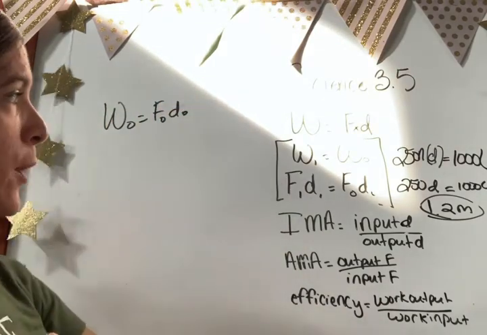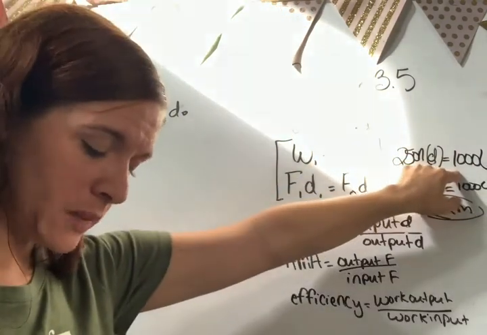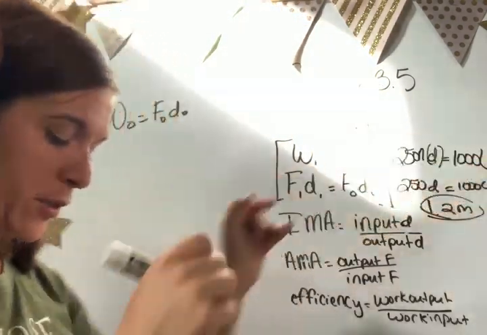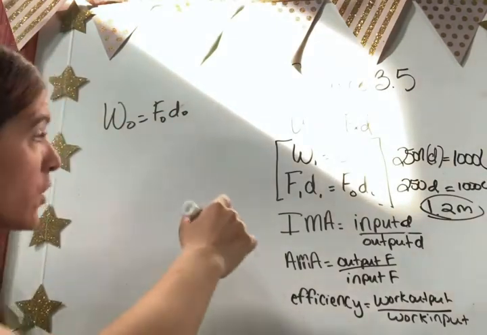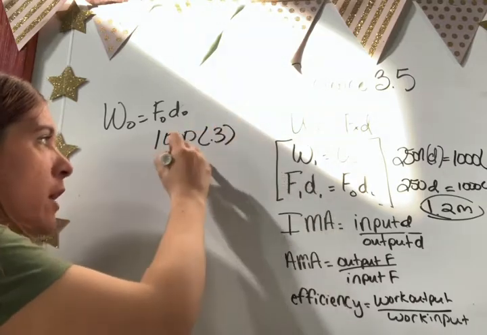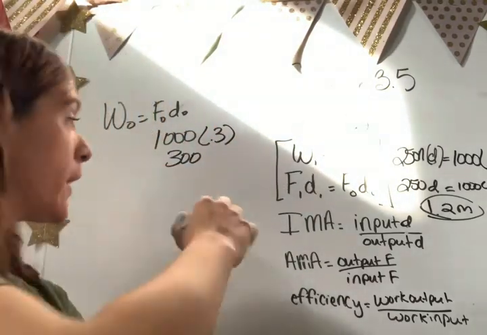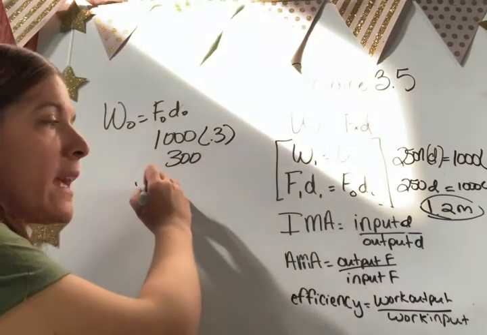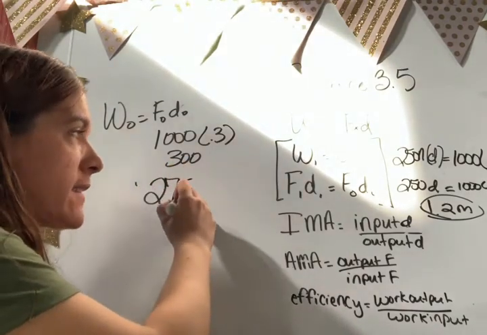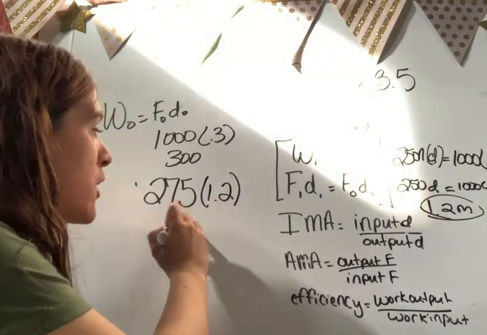Okay, the work output is going to be the force output. Well, the force output was 1,000, and the distance was 0.3. So that's going to be, again, 1,000 times 0.3, which gives you 300, right? Then the work input, the force times distance: the work input was 275 this time, times 1.2, which we get 330.